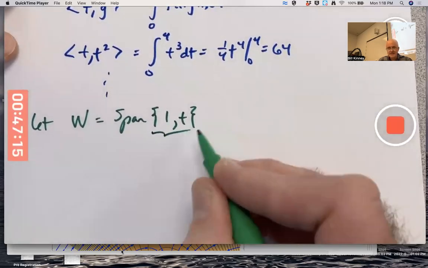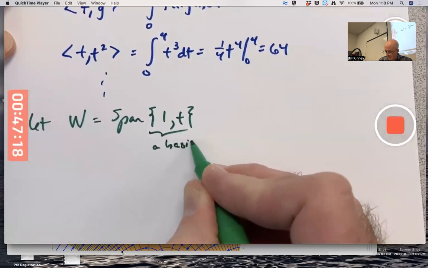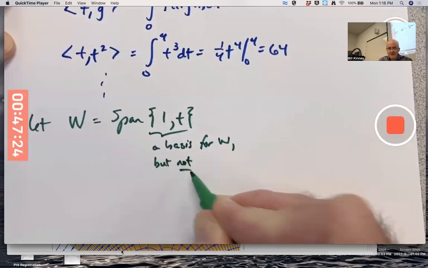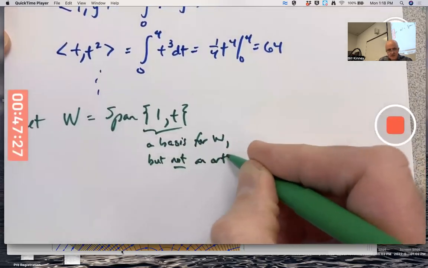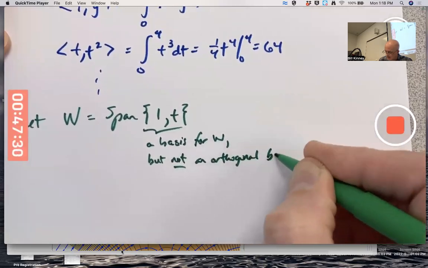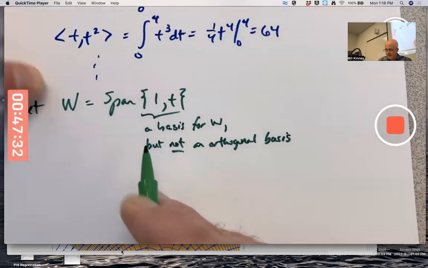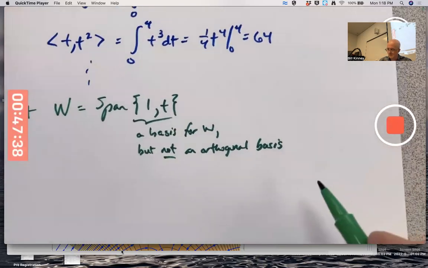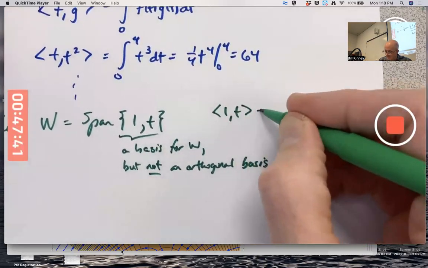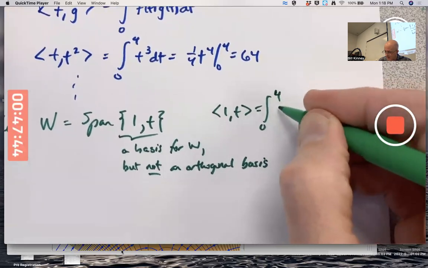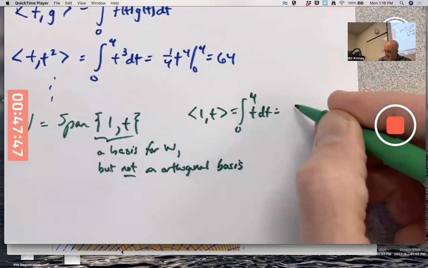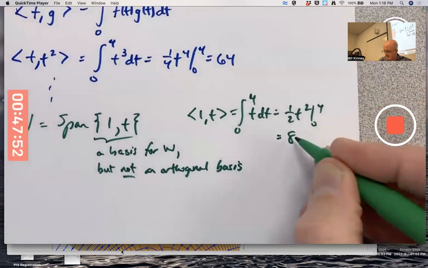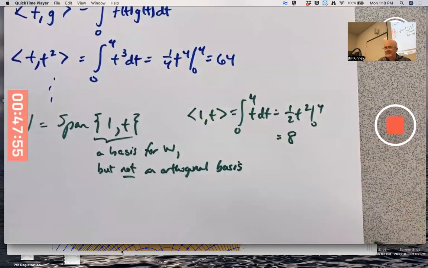So this is a basis for W, but not an orthogonal basis. If you take the inner product of these two functions, you don't get 0. What do you get? You get something non-zero. Integrate 1 times t from 0 to 4, you're going to get the integral of t, 1/2 t squared from 0 to 4, that's going to become 8. Okay, their inner product is 8. Main thing is it's not 0.